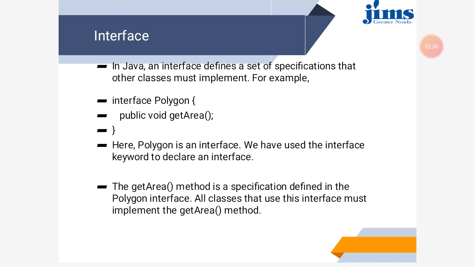So in this example, if you want to declare Polygon as interface, the interface keyword must be there, and it has its own body. In the Polygon interface we have only one method, say the method name is getArea. So public is the access modifier, void means this method does not return anything, and then the method name. So what is Polygon? Polygon is an interface, and getArea is an abstract method.